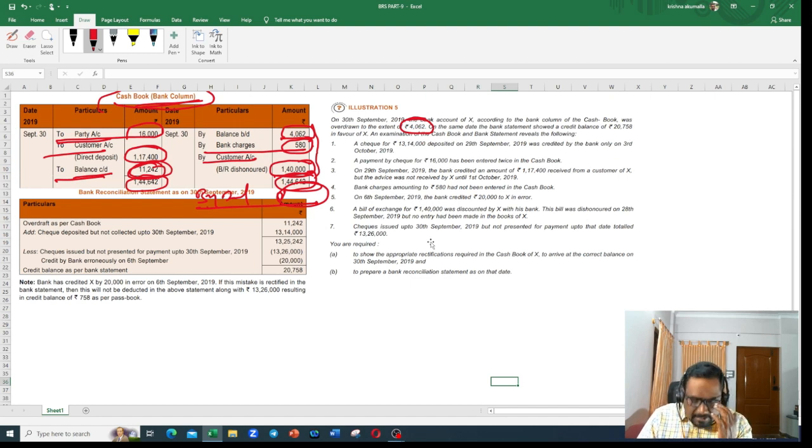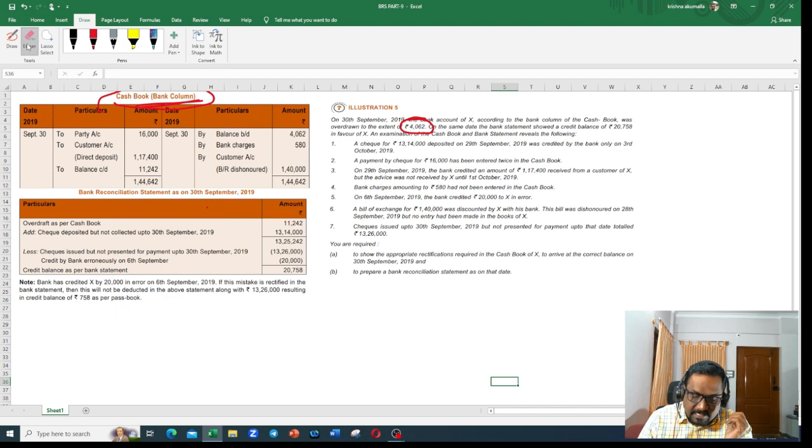Beautiful, guys. Start thinking like this. You will never commit a mistake. Right? So this is our overdraft balance. Are you clear now? So the adjusted cash book balance is done, and that adjusted cash book balance is showing an overdraft balance. So here, overdraft as per cash book is 11,242. So we are taking the cash book balance and start preparing the adjusted cash book balance and start preparing the bank reconciliation.